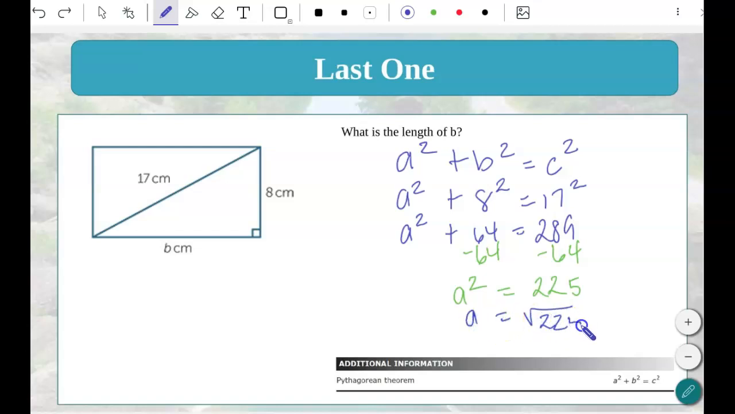I think it should be 15. Just verify on your calculators. Second, x squared, 225. Yes, it's 15. So A is equal to 15.